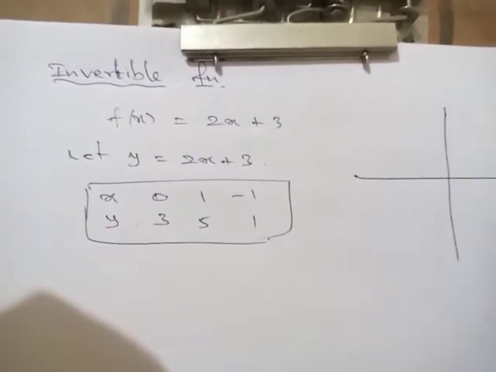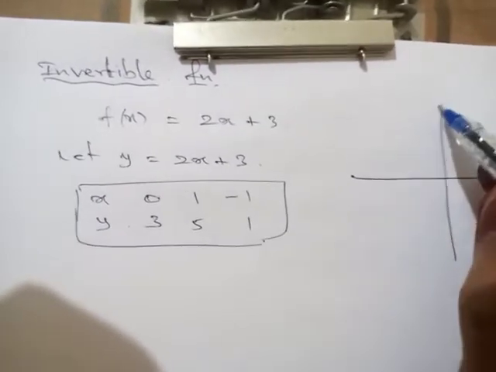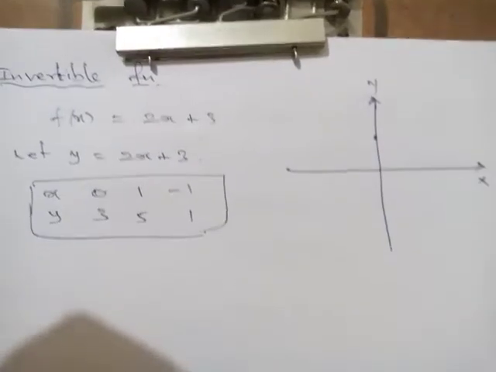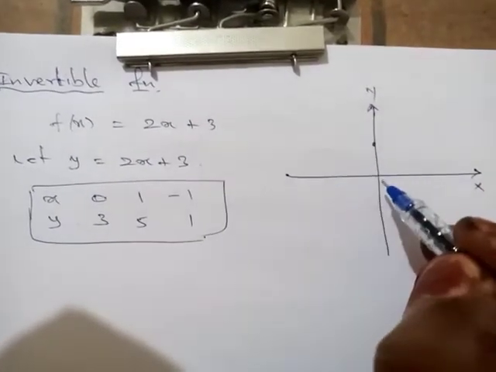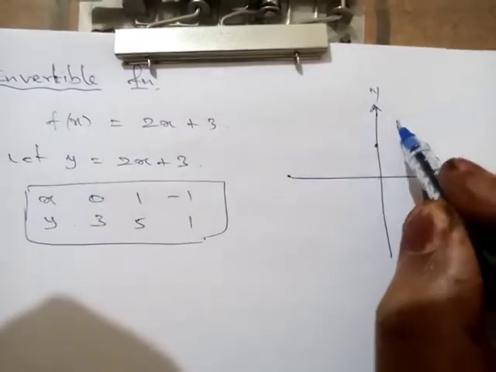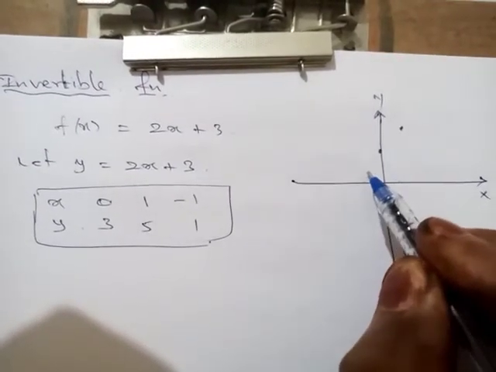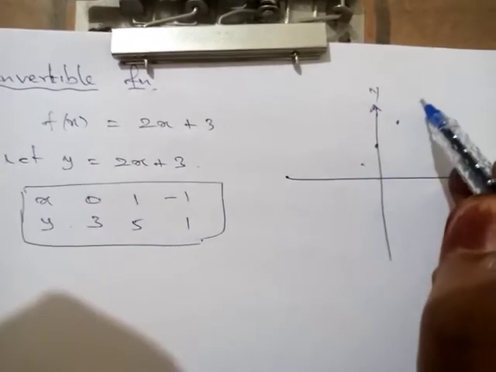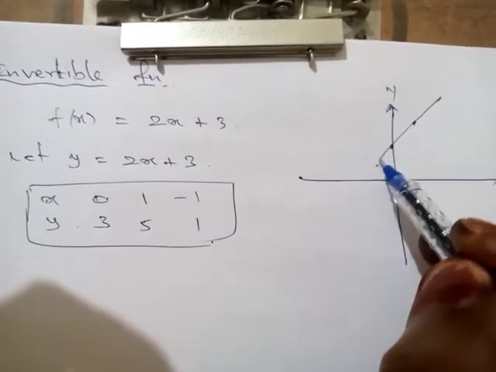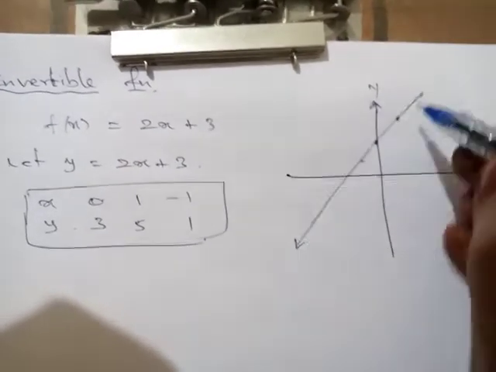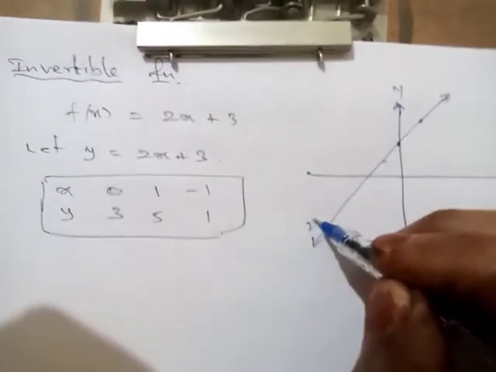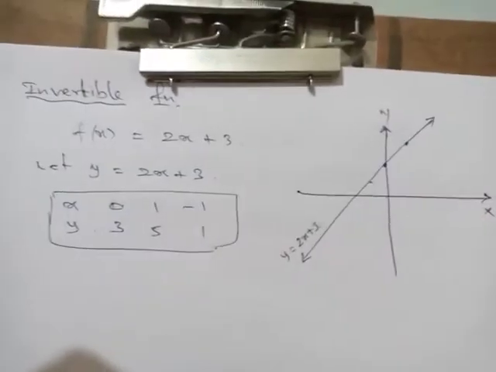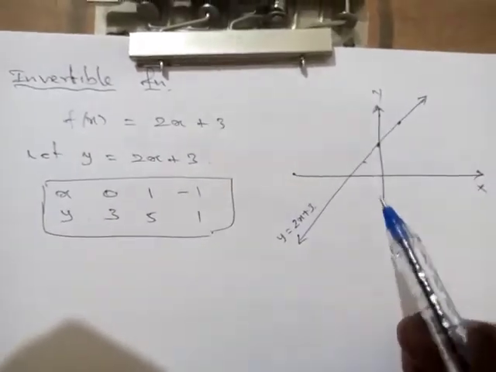So consider this graph, x-axis and y-axis, and plot the points. 0, 3 will be here, 1, 5 will be here, and minus 1, plus 1 will be here. If you join these points, what do you get? You will get a straight line. This is y equals 2x plus 3. So it is exactly a straight line.